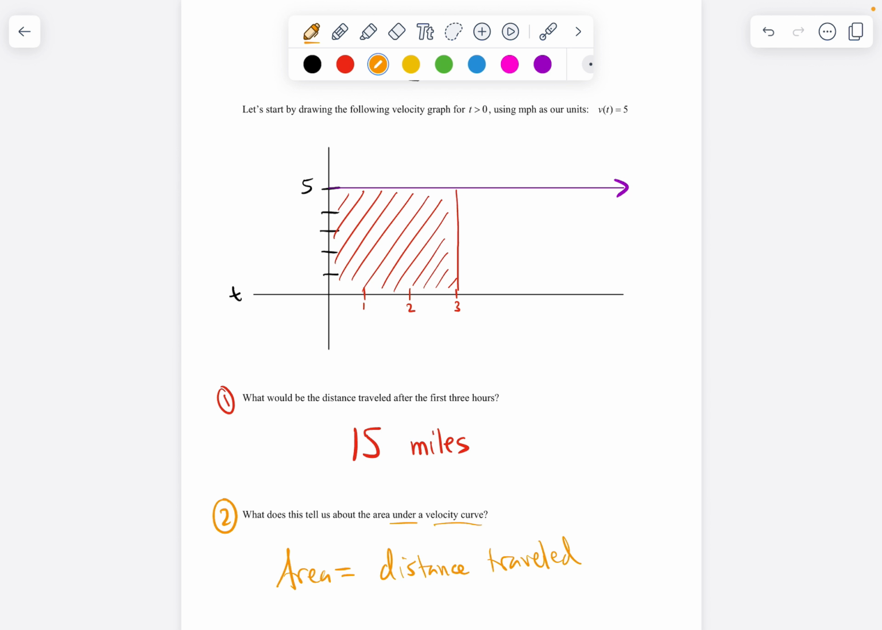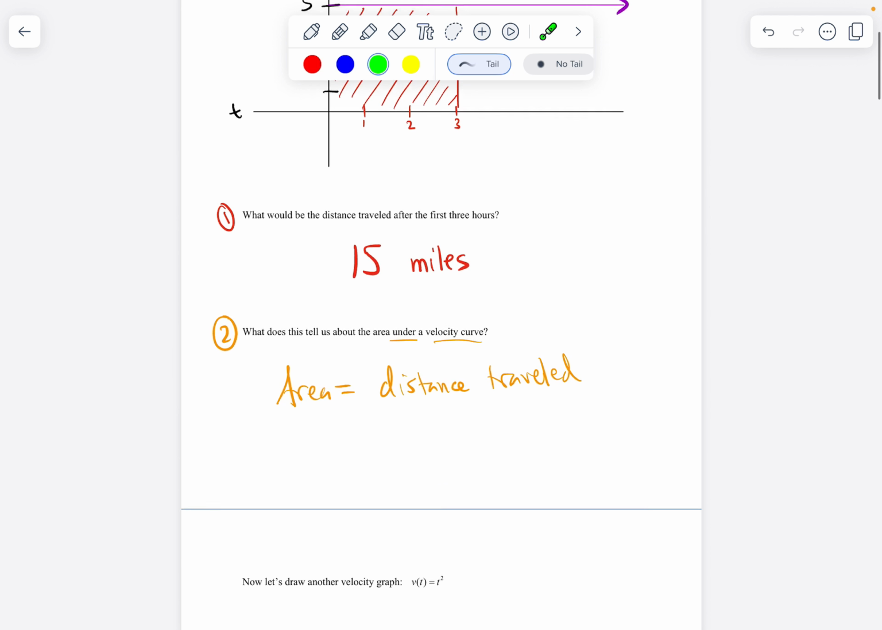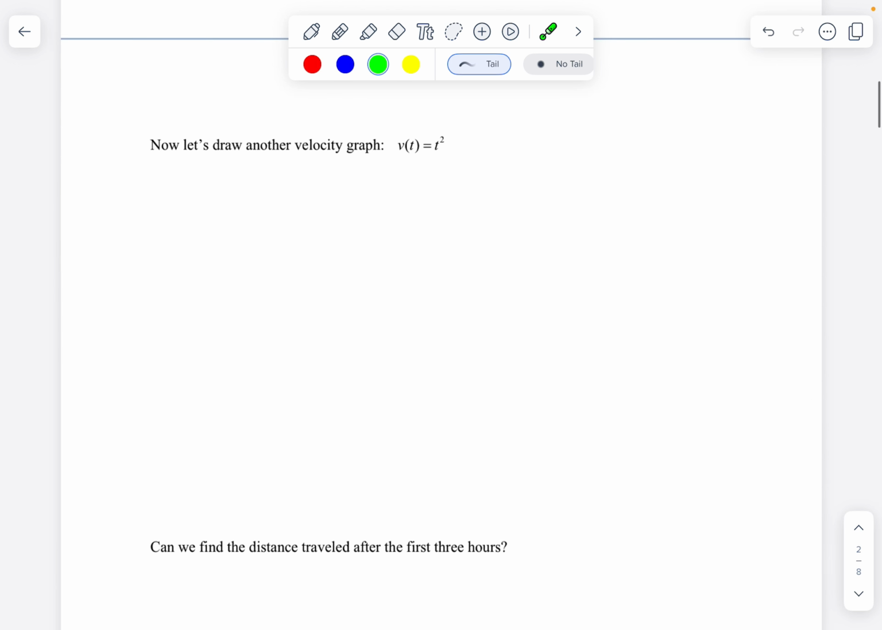So this is the most simple where, hey, if I have a straight line, it's horizontal, and I have this time, I could just say, hey, this is just a box. It's just a little square of 3 by 5, so it's 15. Let's make it worse, though. So over here it says, now let's draw another velocity graph of v of t equals t squared.